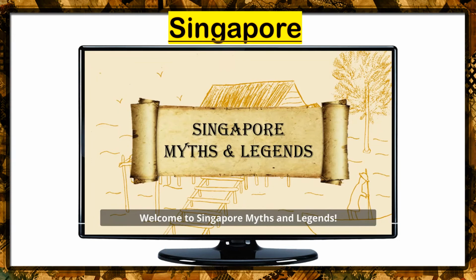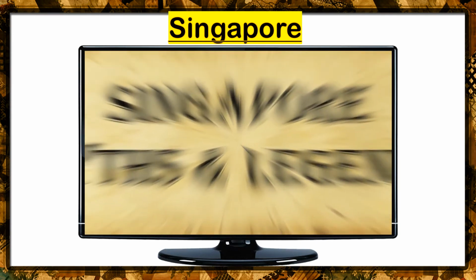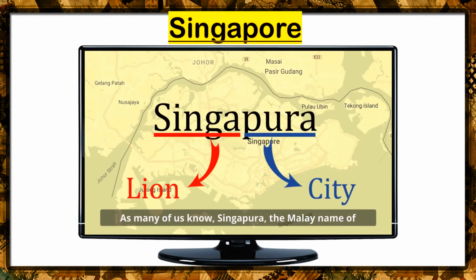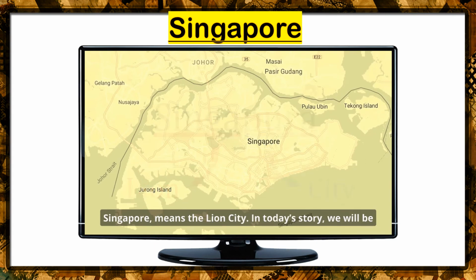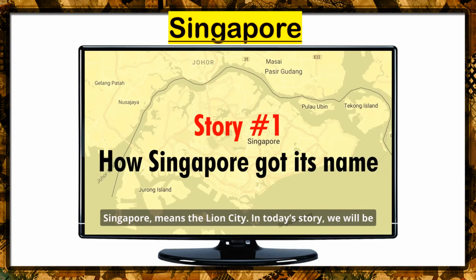Welcome to Singapore Myths and Legends. As many of us know, Singapura, the Malay name of Singapore, means the Lion City. In today's story, we'll be finding out how Singapore got its name.